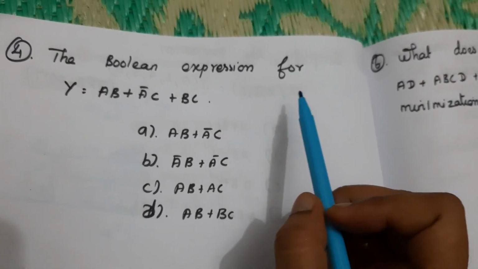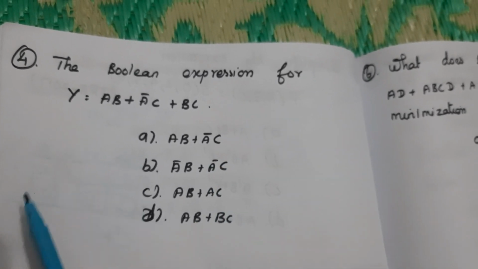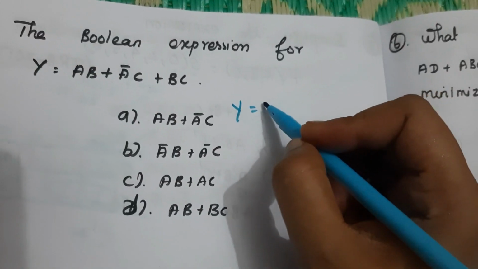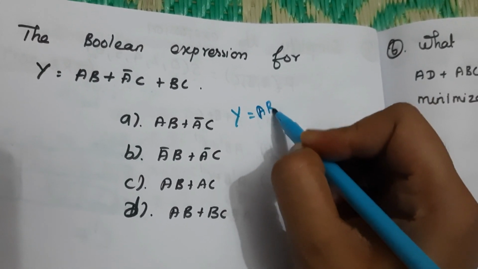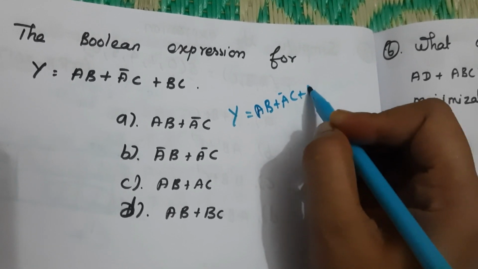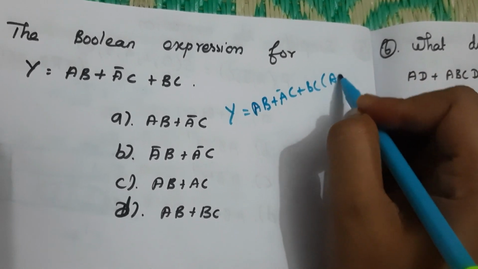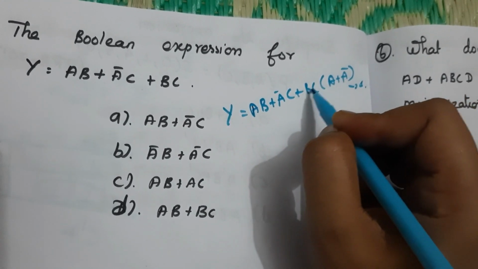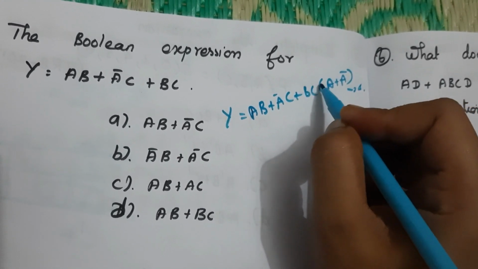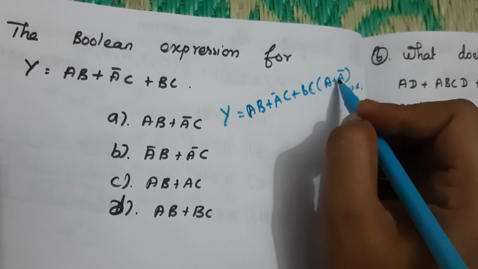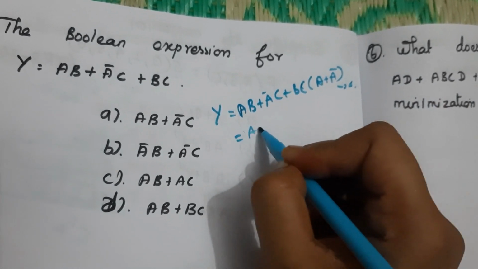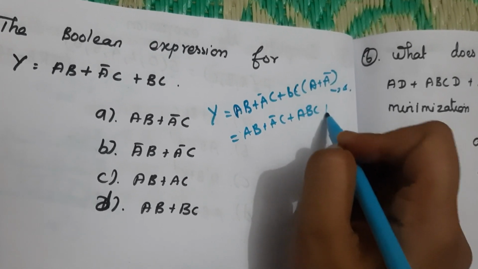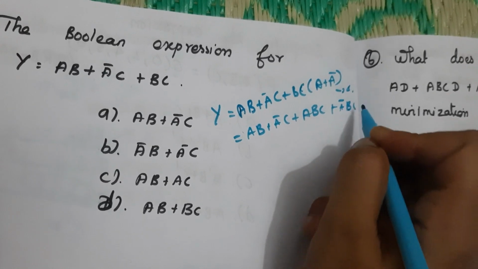Next question: the Boolean expression for y is equal to AB plus A bar C plus BC. Now multiply the BC term by A plus A bar, which is equal to 1, without changing the BC value. So this becomes AB plus A bar C plus ABC plus A bar BC.